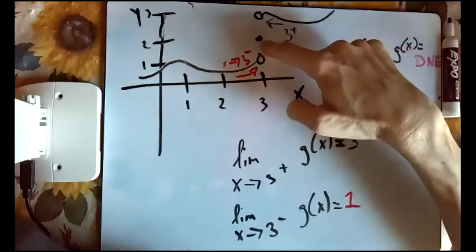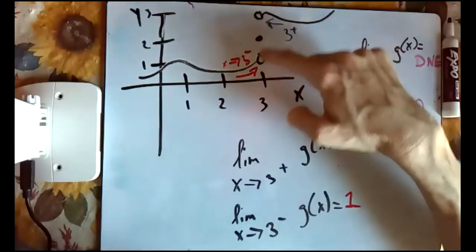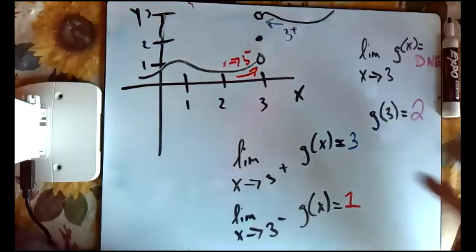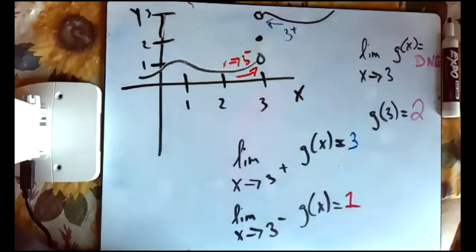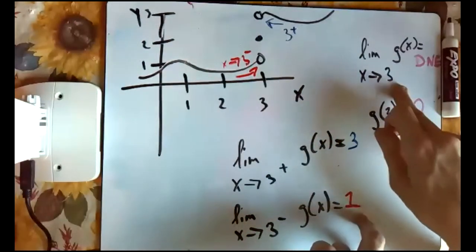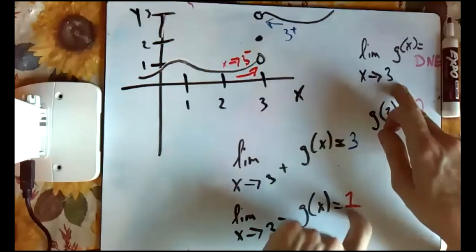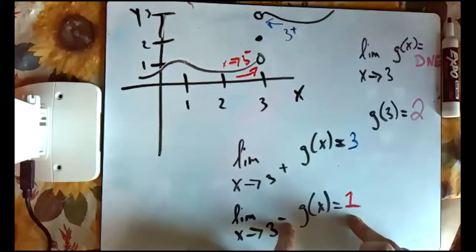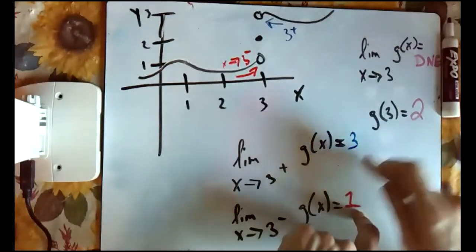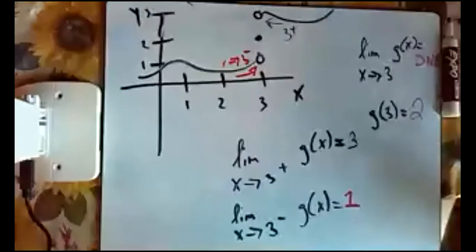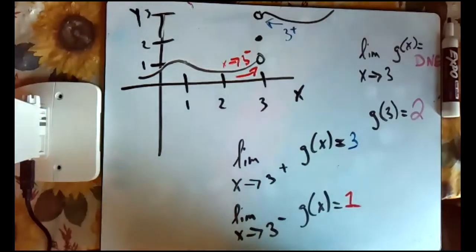Now, what if this solid circle was an open circle, right? What if all 3 of these were open circles and you were asked about what is g of 3? Well, guess what? Your answer would be does not exist. Okay. Remember, in order for a limit to exist, you must have the same y values as you approach that particular x value from the left and the right-hand side. If they are not equal, it does not exist. All right, we're gonna do another graph problem.